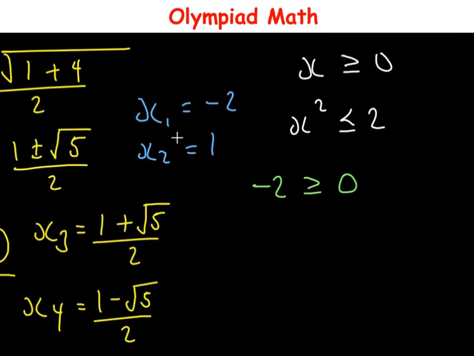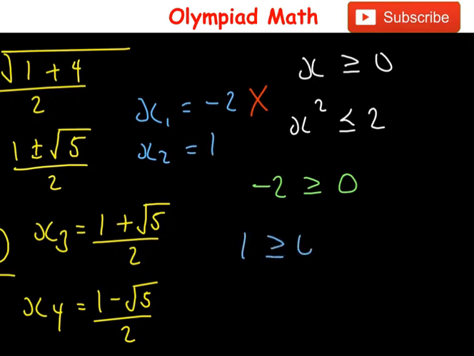So this means that the value of x1 as -2 is invalid for this given question. Okay, so what of x2 equal to 1? So x is 1, and 1 is greater than or equal to 0. So this x as 1 satisfies this given condition.